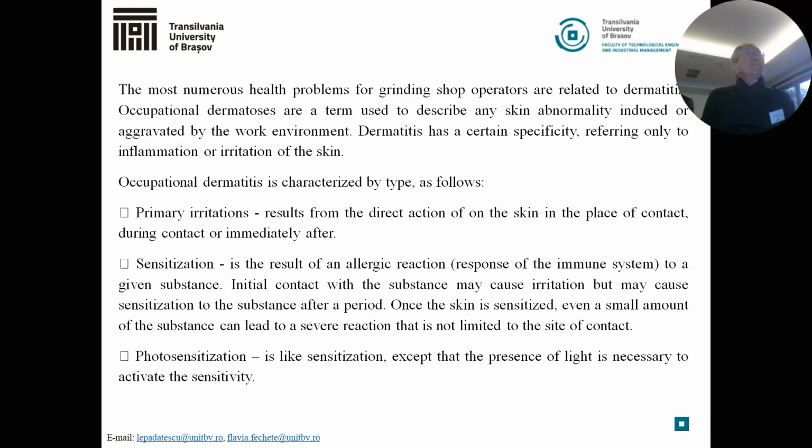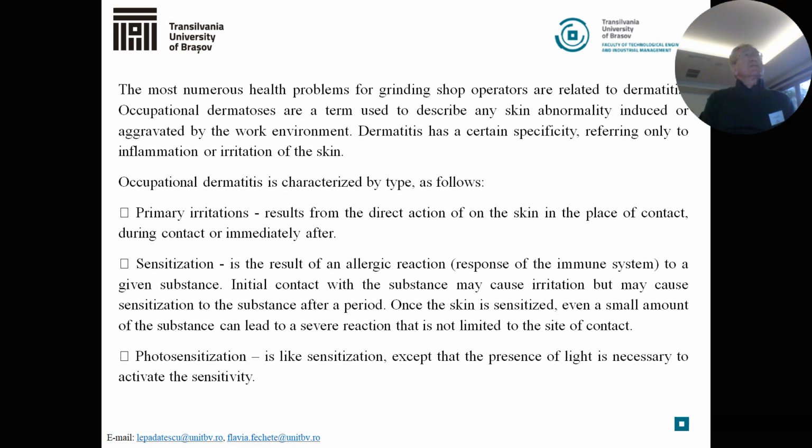The most numerous health problems for grinding shop operators are related to dermatitis. Occupational dermatosis is the term used to describe any skin abnormality induced or aggravated by the work environment. Dermatitis has a certain specificity, referring only to inflammation or irritation of the skin. Occupational dermatitis is characterized by type as follows.